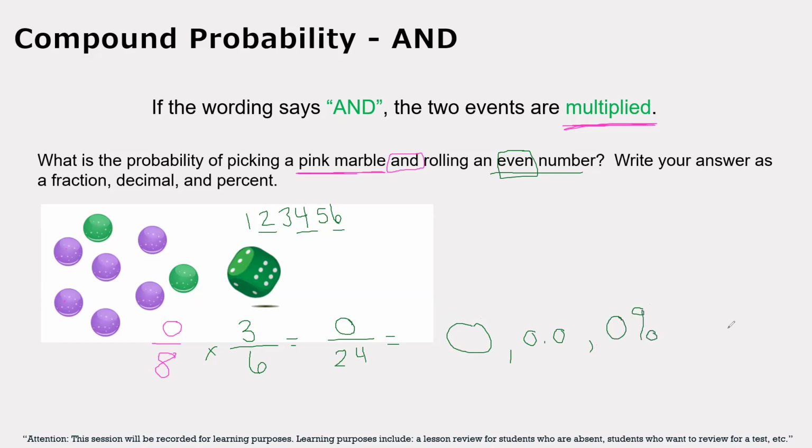So it is impossible here for us to get a pink marble and roll an even number. We could roll an even number, but we can't do that simultaneously with a pink marble. Not possible.